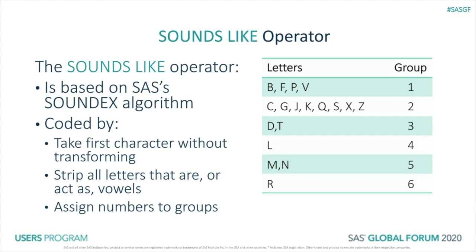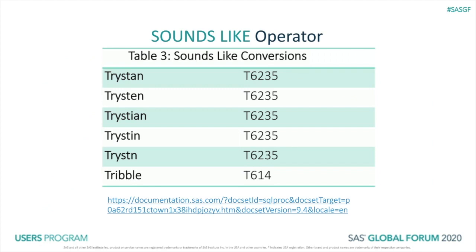As we'll see on the next slide, Tristan therefore becomes T6235, as do variant spellings such as Tristen and Tristian. And here is an example of that. The link on the page will get you to more information on the sounds like operator. This is also in the paper in the proceedings.